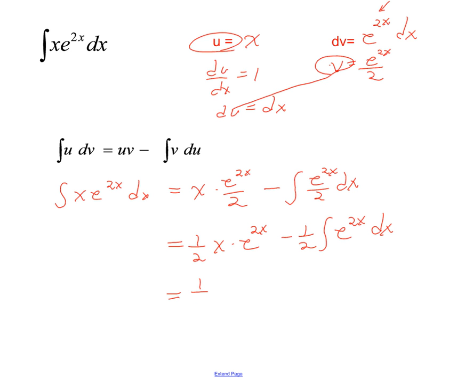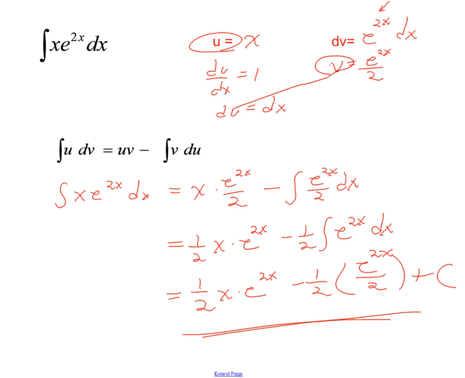And so we end up with 1/2 x times e to the 2x minus 1/2 times e to the 2x again over 2, plus c. And if we take the derivative of that, we will get back to what we started with.